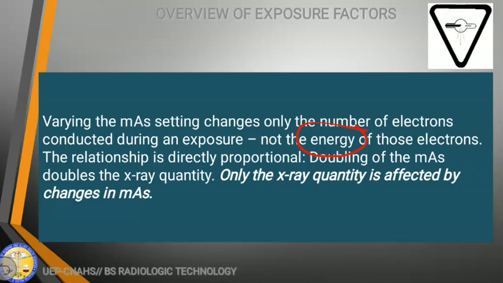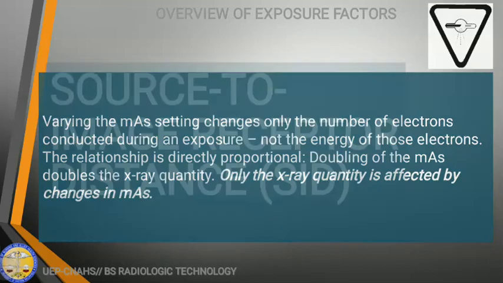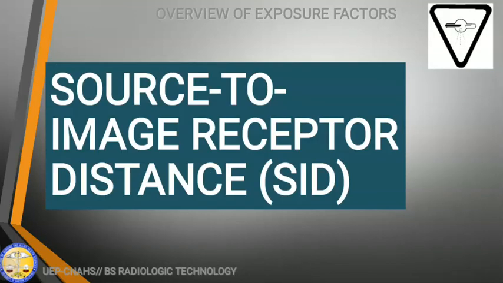mAs. So the relationship is directly proportional, which means doubling the mAs doubles the X-ray quantity. The same goes the other way around. So if it is reduced by half, magiging half yung X-ray quantity. Only the X-ray quantity is affected by changes in mAs. Okay, so any questions? Of course, hindi nyo magagawa kasi nasa virtual classroom tayo. Ako lang yung sasalita. Next, of course, ito yung sinasabi ko kanina.